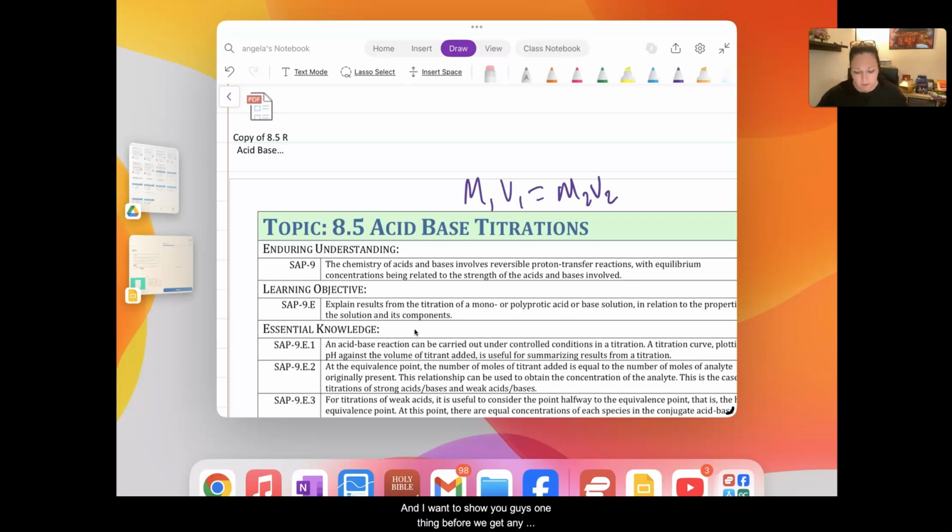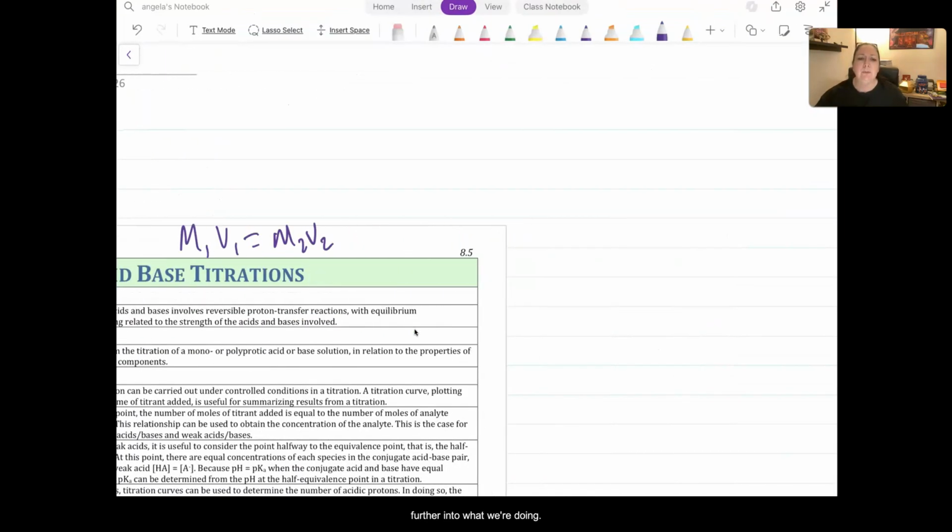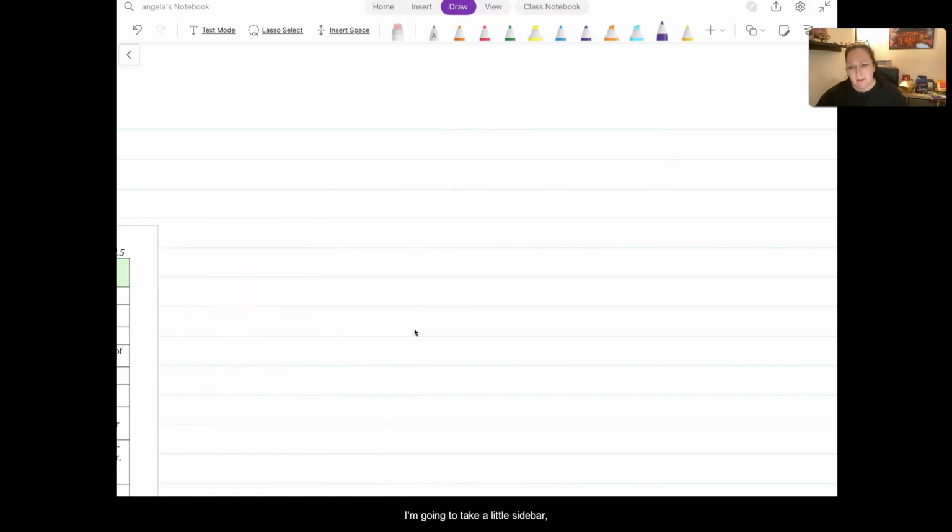And I want to show you guys one thing before we get any further into what we're doing. I'm going to take a little sidebar, basic acid-base information that we haven't talked about yet. Because up until this point, our acids and bases, for the most part, will have an acid and we dilute it or something like that. And then we'll mix it with another acid and that type of thing. Or we'll have a base and we dilute it. Great. Now we're going to be mixing them together. And acid-base reactions are called neutralization reactions. Not dilution, neutralization reactions.